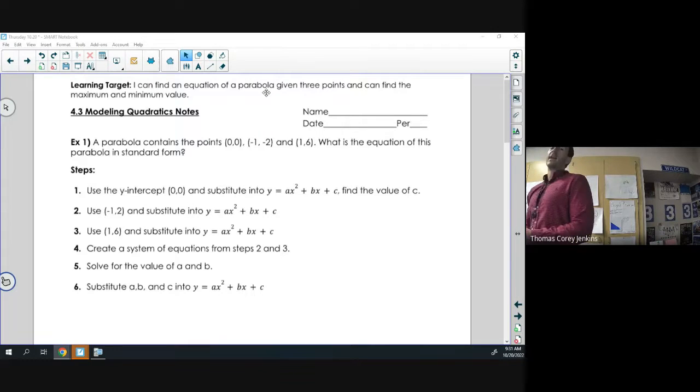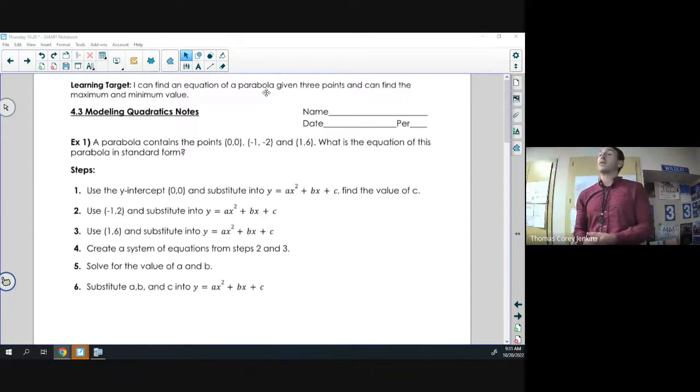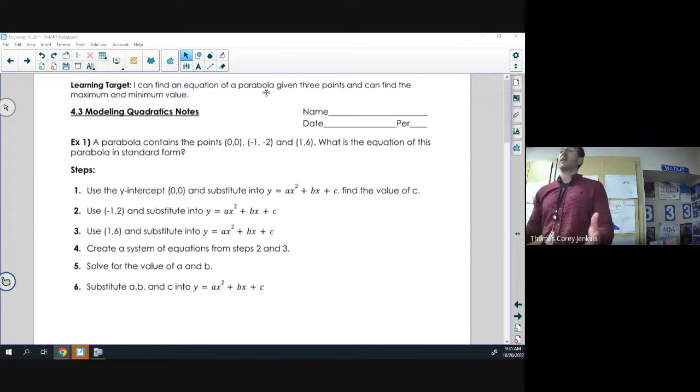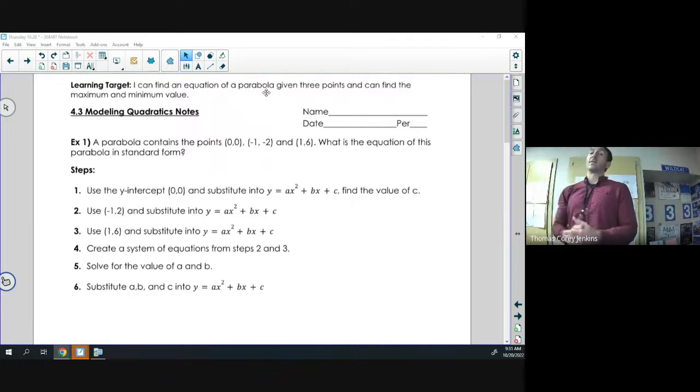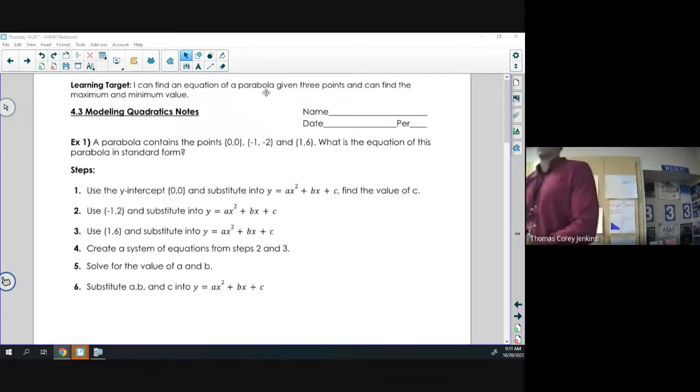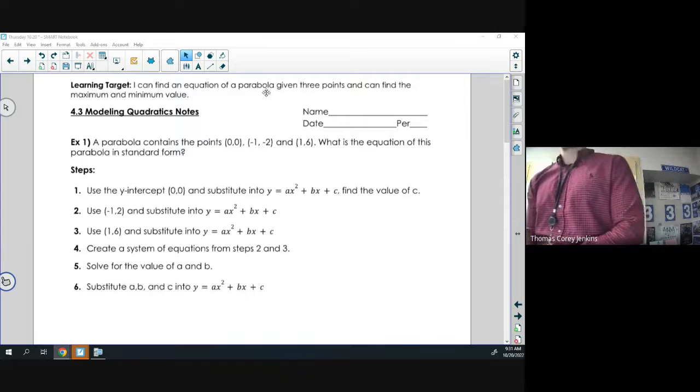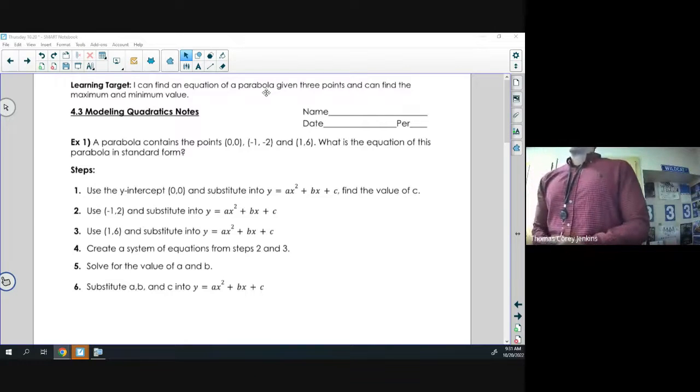Our learning target is I can find an equation of a parabola given 3 points. So that's kind of one type of problem. And then can also find maximum and minimum values, so kind of talking about the vertex on that. That deals more with your word problems. Okay, so example one and example two are the same type of problem.